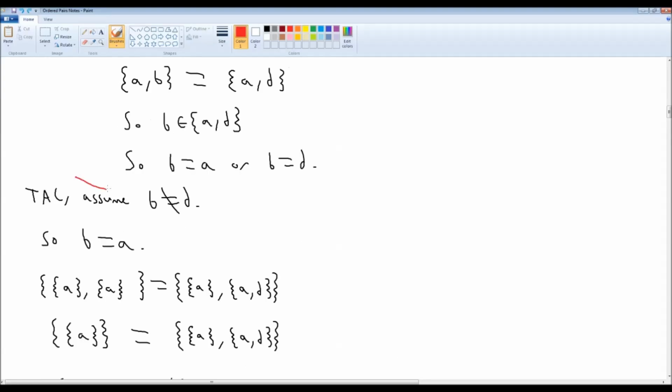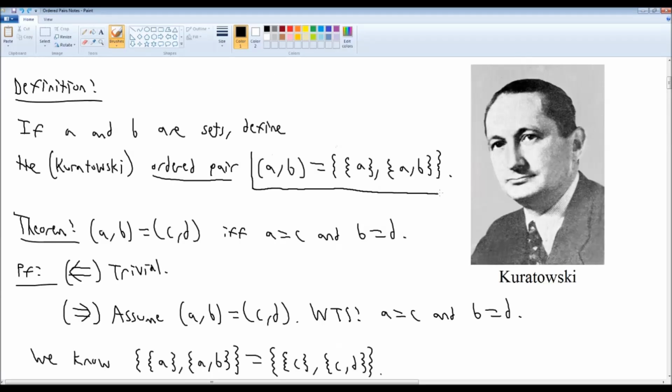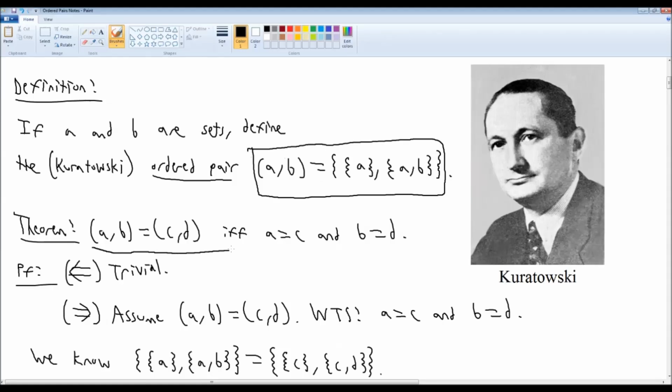So therefore, our assumption was wrong. Since our assumption that B was not equal to D was wrong, we must have B equals D after all, which is what we wanted to show. Okay, so we proved that this has all the properties that we wanted ordered pairs to have. Although it might be a little awkward thinking of ordered pairs as an ugly set like this, nevertheless, as long as it behaves the way we expect ordered pairs to behave, most mathematicians don't really care.